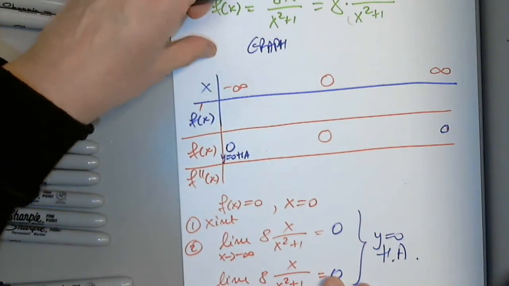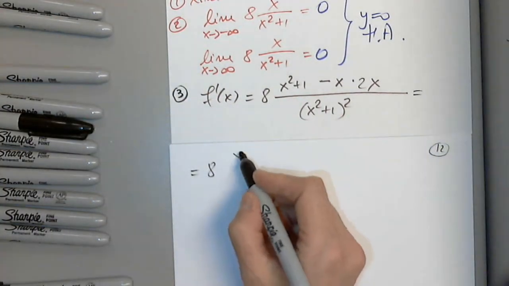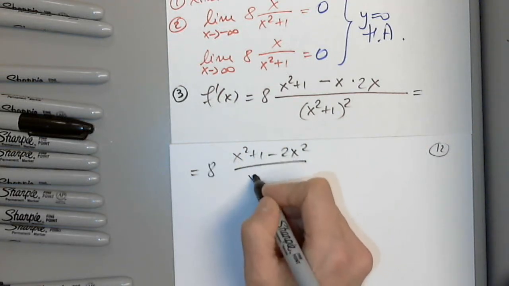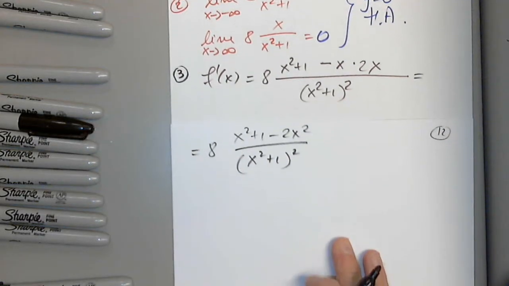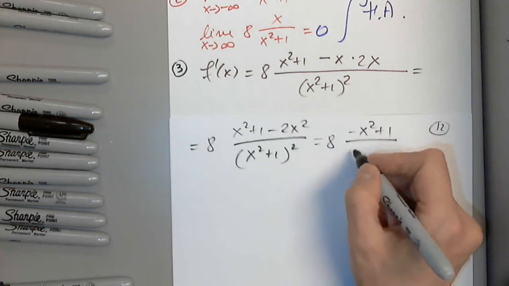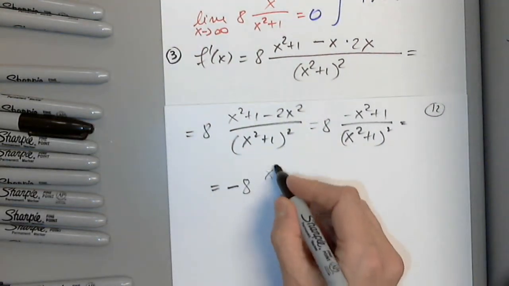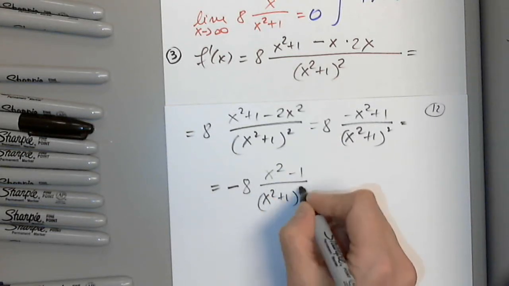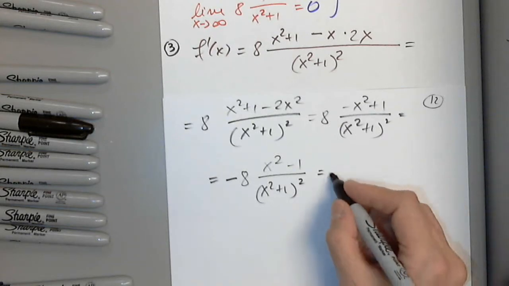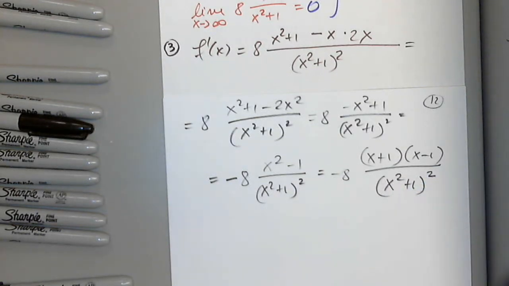Okay, let's simplify this. Eight outside: x squared plus 1 minus 2x squared, over (x squared plus 1) squared. Descending order, and so on: negative x squared plus 1 over (x squared plus 1) squared. So negative 8 times (x squared minus 1). How do I factor x squared minus 1? Excellent. Okay, after all this effort, I have this first derivative. Now what?